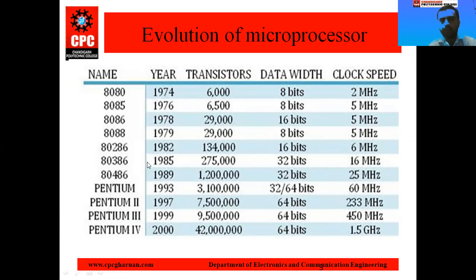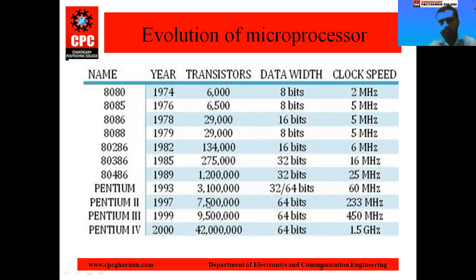These are the generations of microprocessor, designed according to their years. And as you can see, the number of transistors increases as the generation increases. As the level of the processor increases, the number of transistors and the clock speed also increase. The 8080 had a 2 megahertz clock speed, while in Pentium 4 the speed increased to 1.5 gigahertz. So the speed increases very much between the 8080 and Pentium 4.